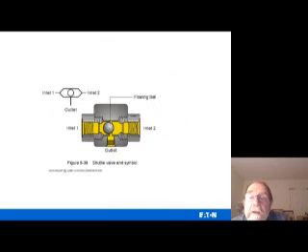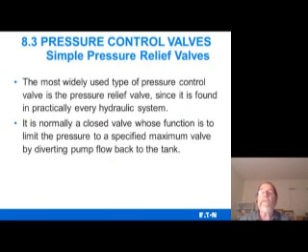Now, this is a shuttle valve. This is a symbol for it. And pressure control valves, they're central pressure relief valves. The most widely used pressure control valve is a pressure relief valve, since it is found in practically every hydraulic circuit. That's that valve system that I pointed out by the pump. It is normally a closed valve whose function is to limit the pressure to a specific maximum value by diverting pump flow back to the tank.